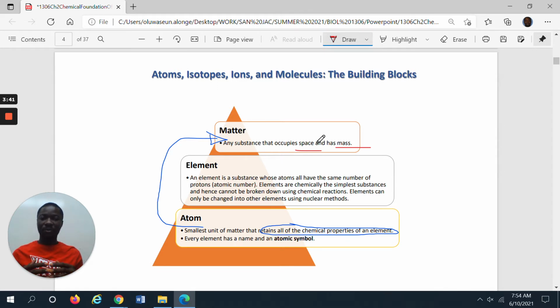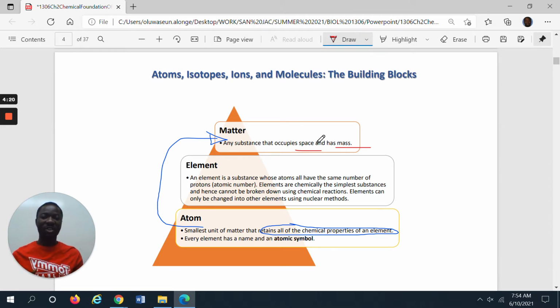Then elements. The elements are substances that have atoms that have the same number of protons. I would still talk about this over time as we go, but you will have heard of the first 20 elements, which is a common one. It's hydrogen, helium, lithium, beryllium, boron, carbon, nitrogen, oxygen, fluorine, neon, sodium, magnesium, aluminum, silicon, phosphorus, sulfur, chlorine, argon, potassium, and calcium. Those are the first 20 elements I just sang.